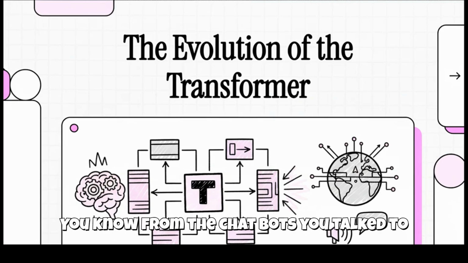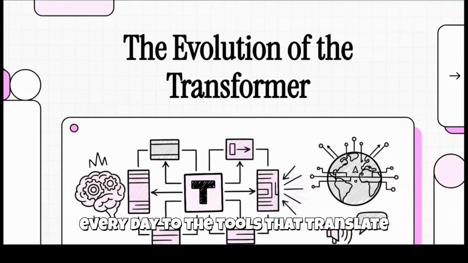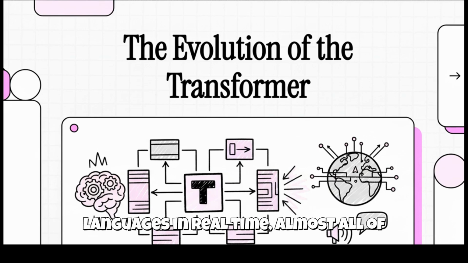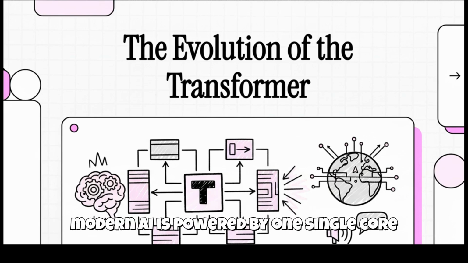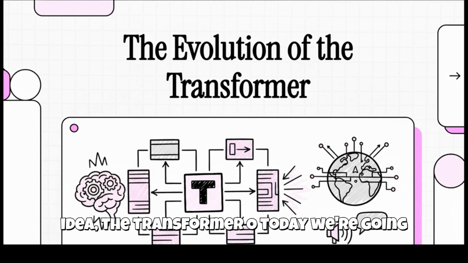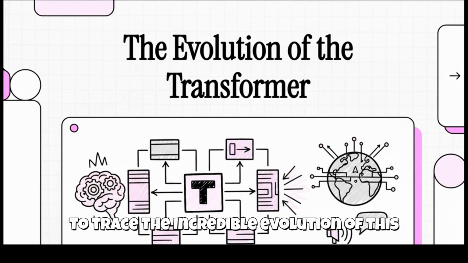You know, from the chatbots you talk to every day to the tools that translate languages in real time, almost all of modern AI is powered by one single core idea, the transformer. So today, we're going to trace the incredible evolution of this groundbreaking architecture.